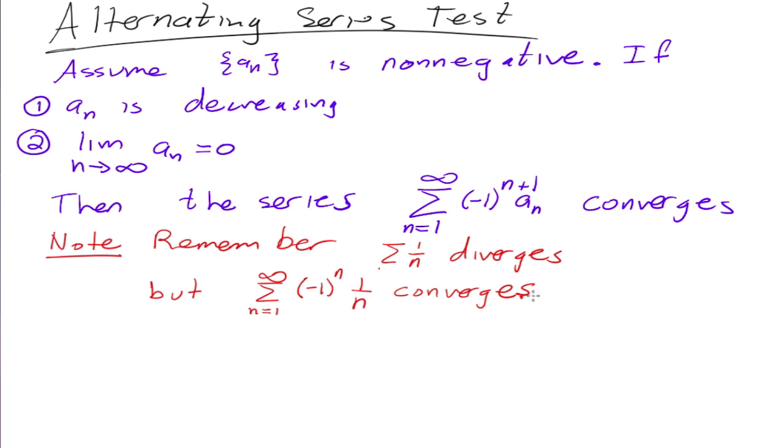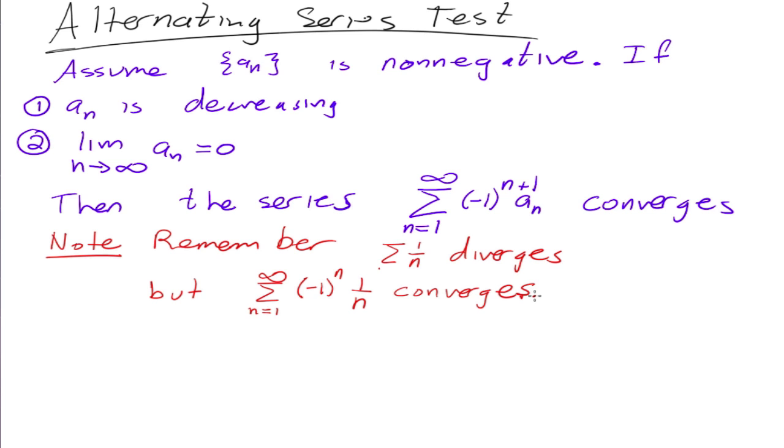So the alternating portion of it makes it easier for it to converge, and that makes sense, right? Because when you're adding up infinitely many numbers, if some of them are negative, then they cancel out some of the others, and so it should be easier to converge if you have negatives mixed in with positives, right? Does that make sense? Okay.